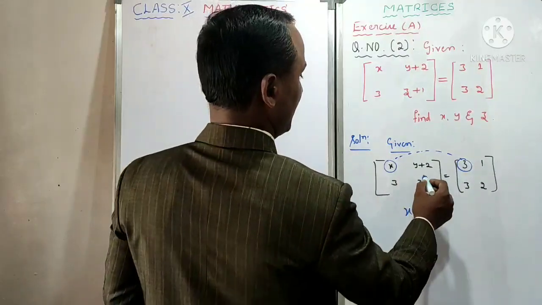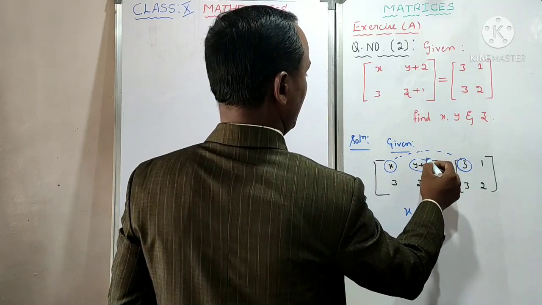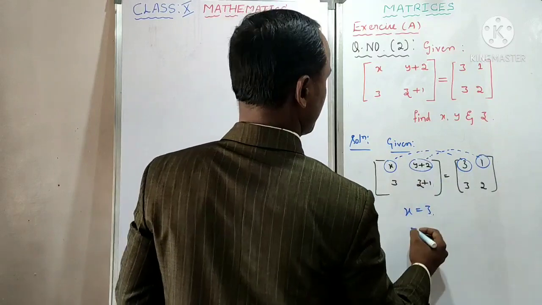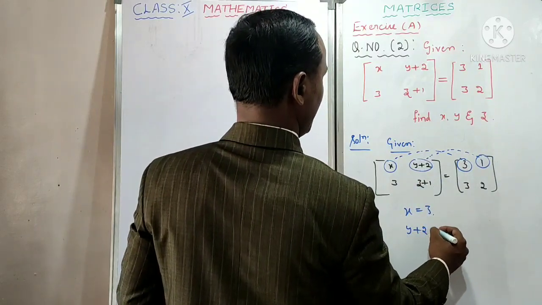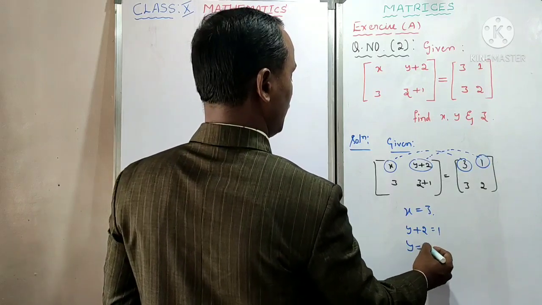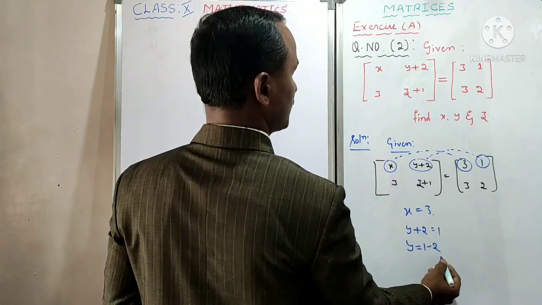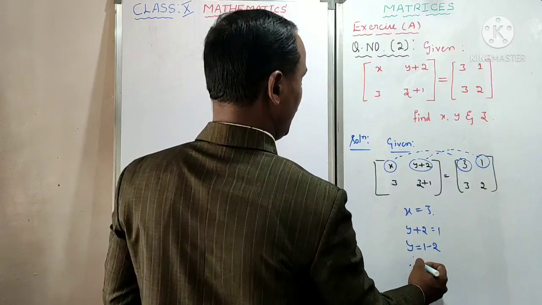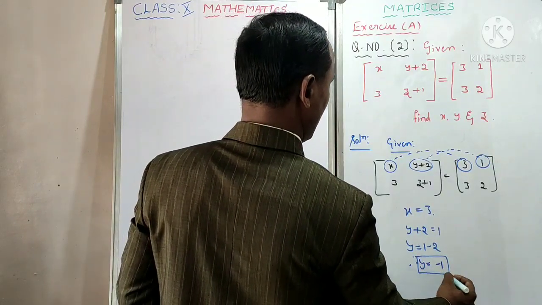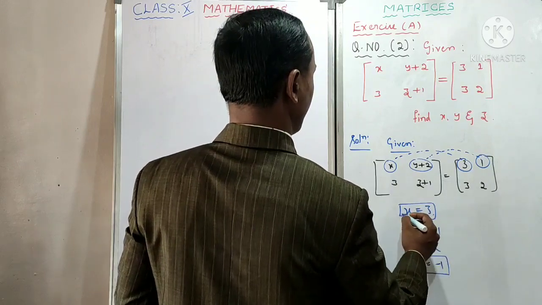Next, similarly, see this one equated to this one. Shall I equate y plus 2? y plus 2 is equal to 1. I want the y value. The constant is transposed to the right side. y is equal to 1 minus 2, since plus 2 goes to the other side as minus 2. Finally we got y is equal to minus 1. We got y value minus 1 and x value 3.